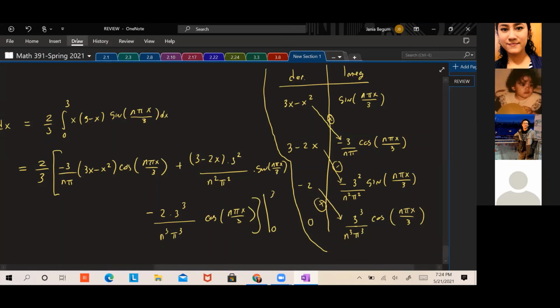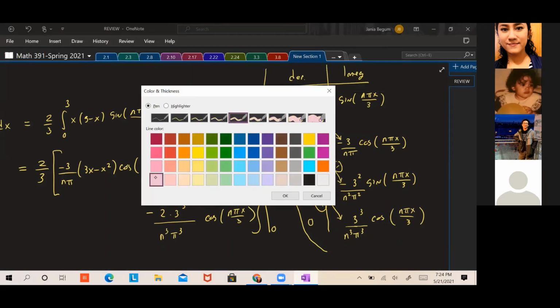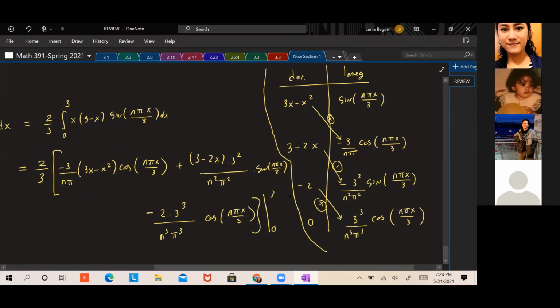Okay, now let's be clever, right? We want to cancel out the terms that go to 0. As you plug the upper limit 3 into all of these, what happens?